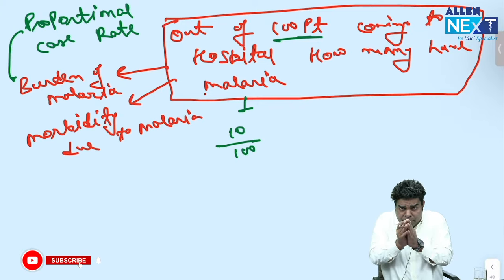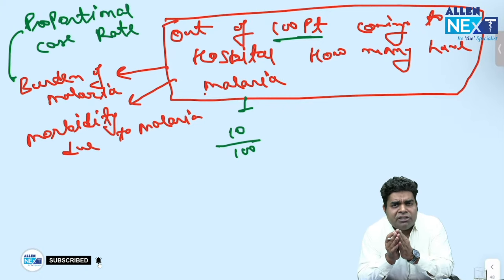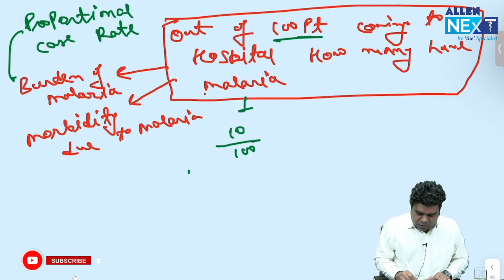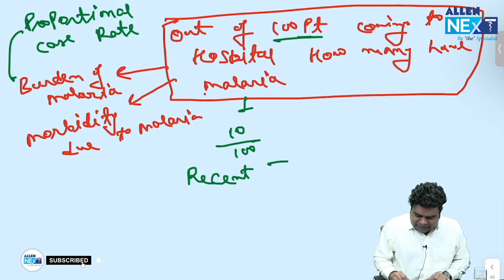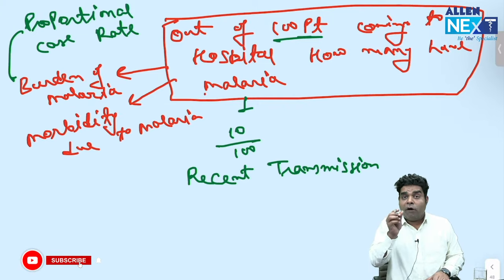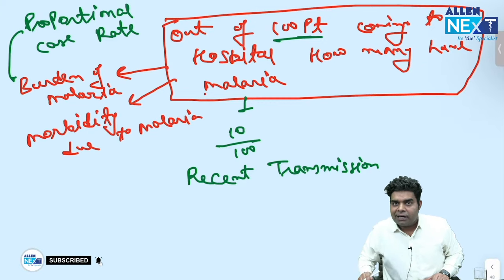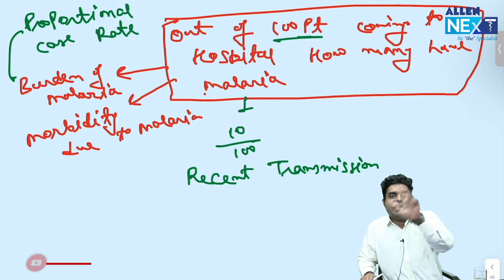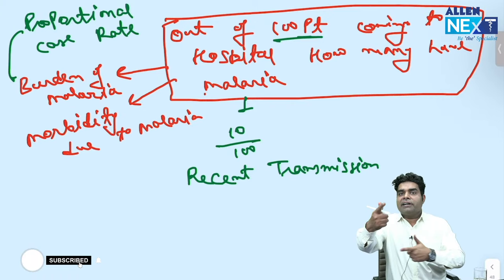So now Jimmy Jaipur Jackson wants to know whether malaria is recently transmitted or not. So how can you know about recent transmission? He can take a blood sample of some infants less than 1 year. If their blood sample has malaria parasite, it means it was a recent transmission.